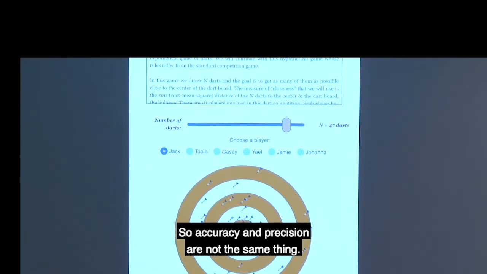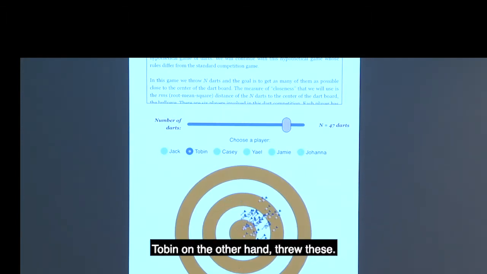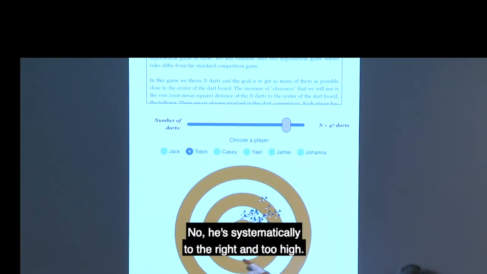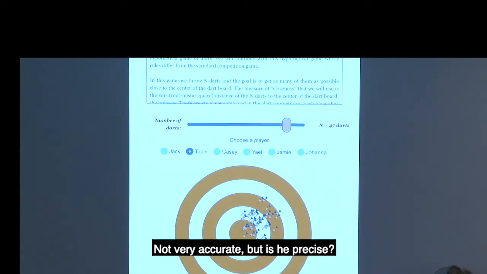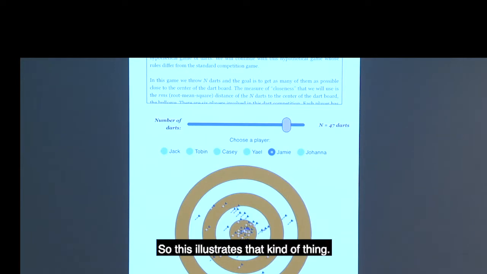So accuracy and precision are not the same thing. Jack threw these. Tobin, on the other hand, threw these. Is he accurate? No, he's systematically to the right and too high. Not very accurate, but is he precise? Yes. Okay? And this goes on. Okay, so here comes the last experiment. So this illustrates that kind of thing.